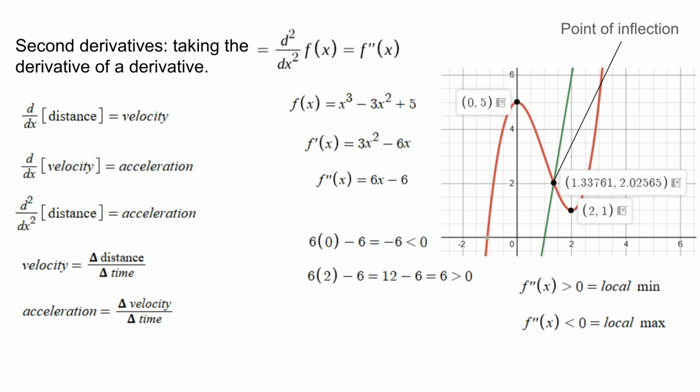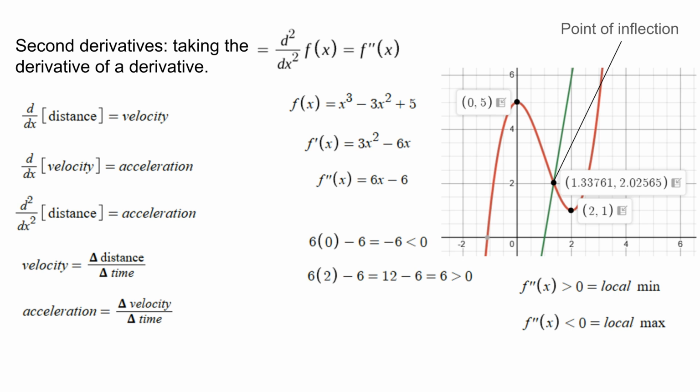Here we have a cubic equation of f of x equals x cubed take away 3x squared plus 5, which differentiates into 3x squared take away 6x, which then also differentiates into 6x take away 6, meaning that the second derivative of this first equation equals 6x take away 6. We can use the second derivative to see whether we are at a local minimum or local maximum.